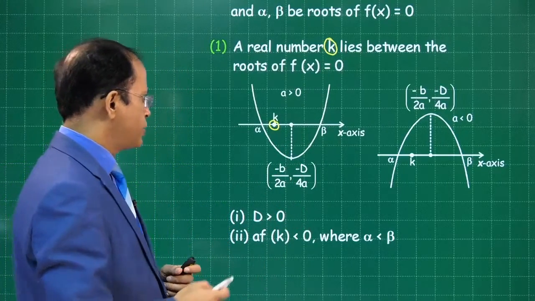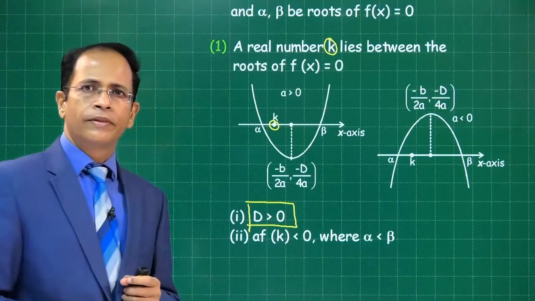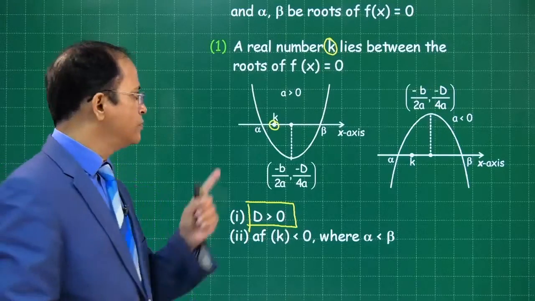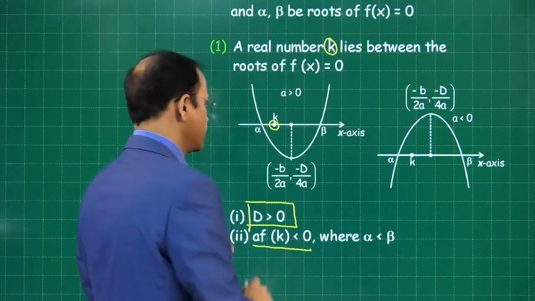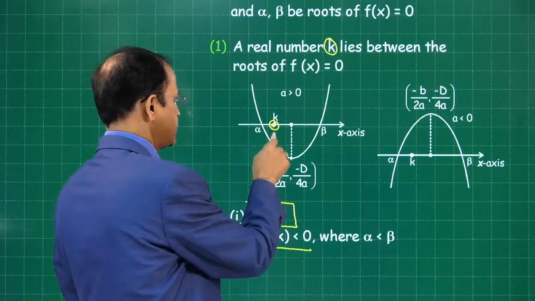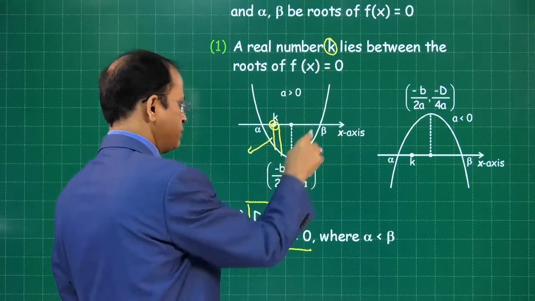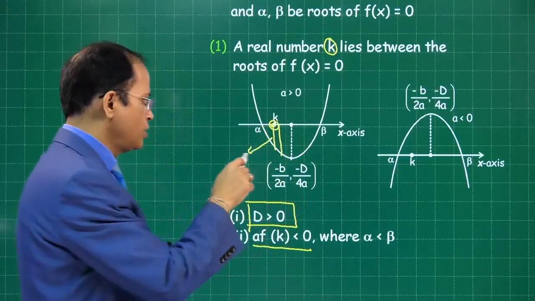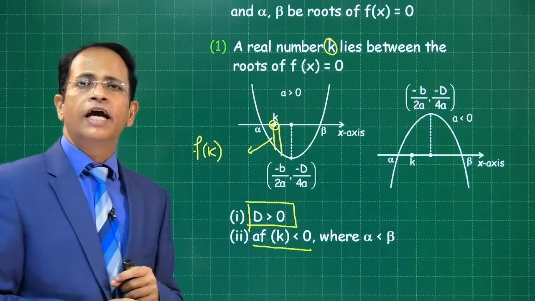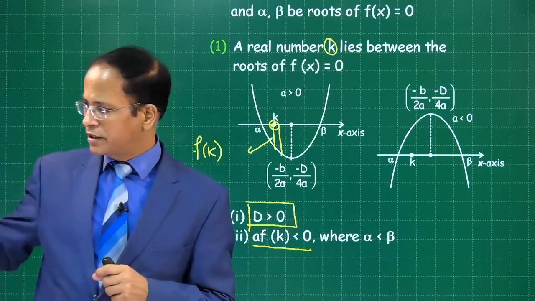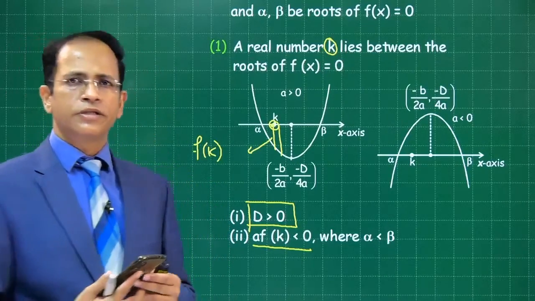So you can see here D is always greater than 0, two distinct roots, and a into f of k. Now if this k is here, as I told you in the previous discussion, because k is x, the graph is going below the x-axis. So what is f of k? Is f of k less than 0 or greater than 0?